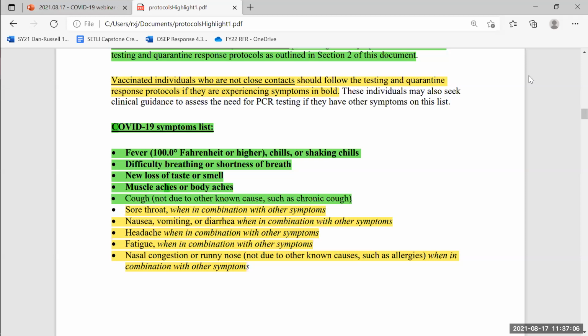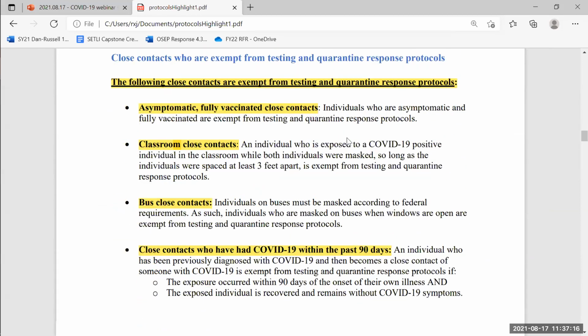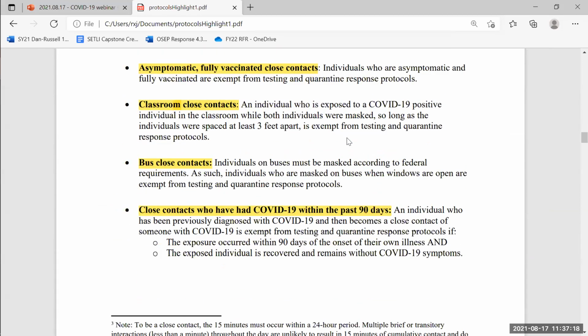Great, thanks. So now some questions about transportation. Do we still need to have assigned seating on the bus? Can you go over who's identified as a close contact, if at all? I think we really learned a lot last year about what works best in your school community.